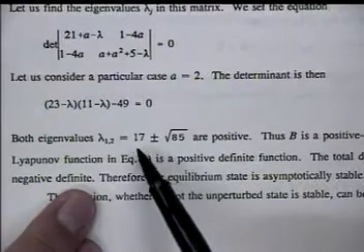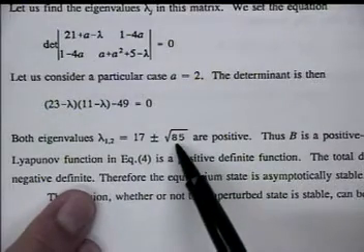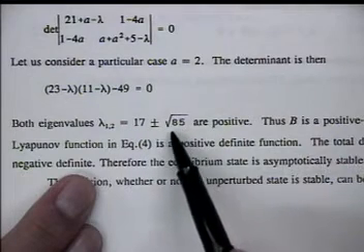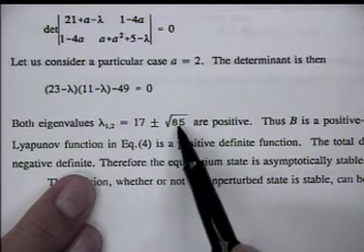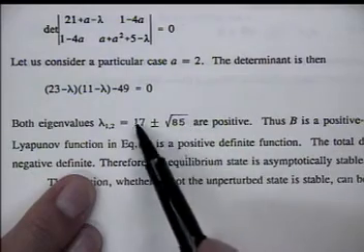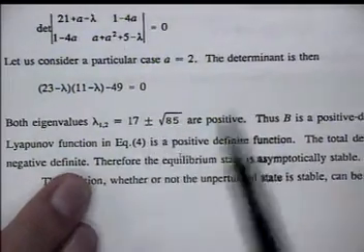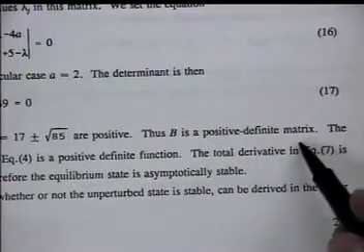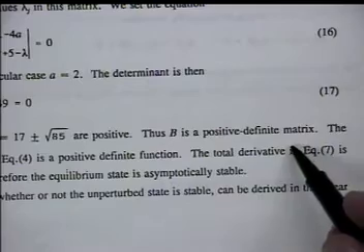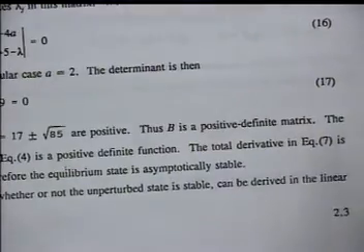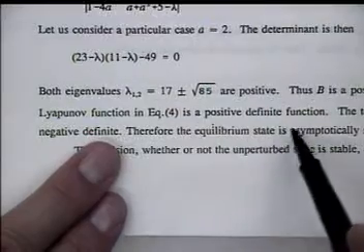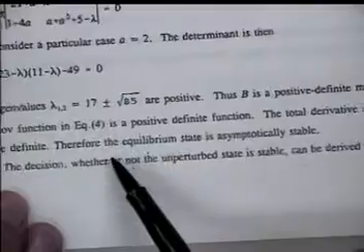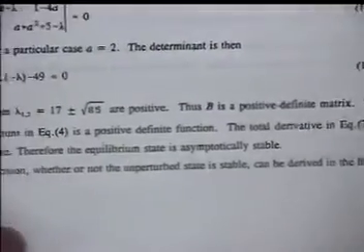Both eigenvalues: 17 plus square root of 85, that is the first root. The second root is 17 minus square root of 85. Well, the square root of 85 is a bit more than 9. So 17 plus or minus 9 are both positive. So that means that B is a positive definite matrix. If its eigenvalues are positive, then it is a positive definite matrix. The Lyapunov function is positive definite. The total derivative is negative definite. Therefore, the equilibrium state is asymptotically stable.